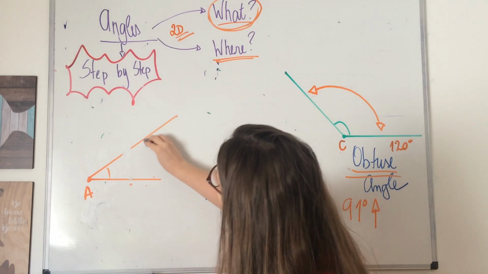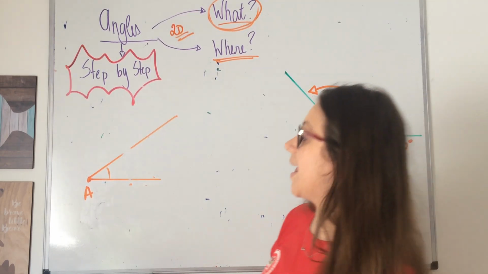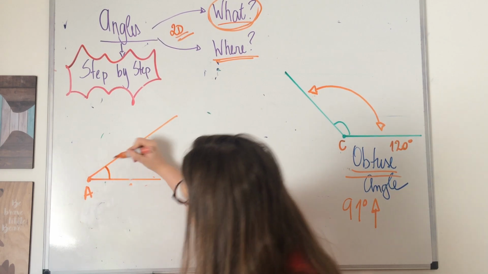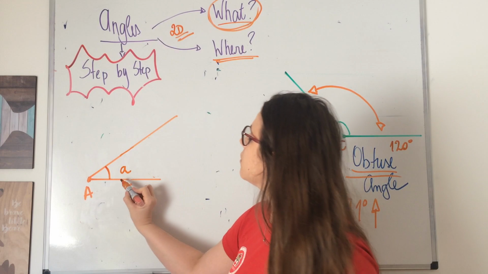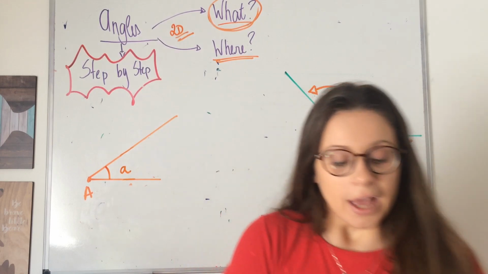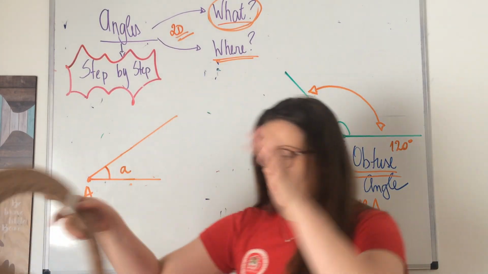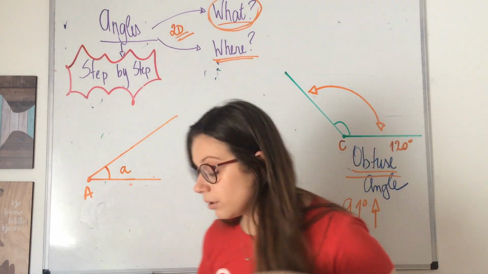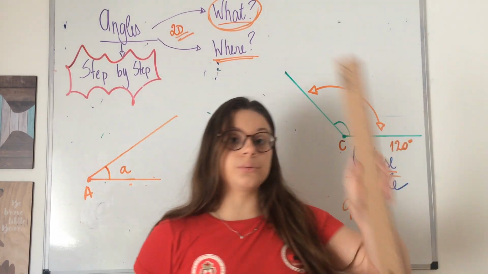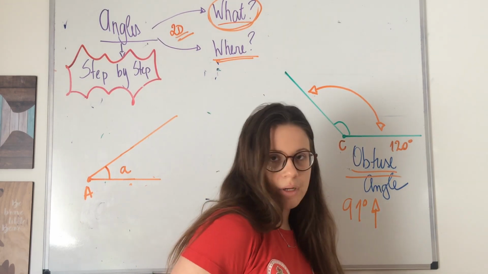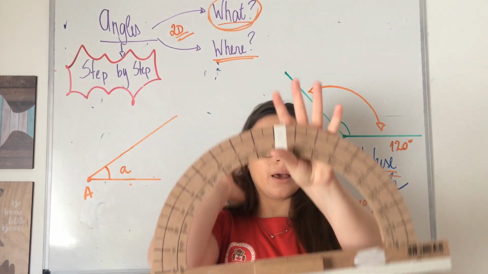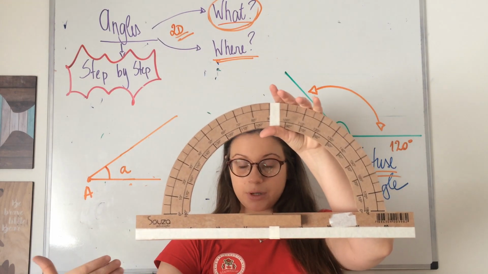Let's measure the angle A. So here I have the angle. And I have the angle A, I have the arms of the angle. When we measure an angle, we are going to use the protractor, okay? We are not going to use a ruler. Rulers are not used for measuring angles. Protractors are used for measuring angles.